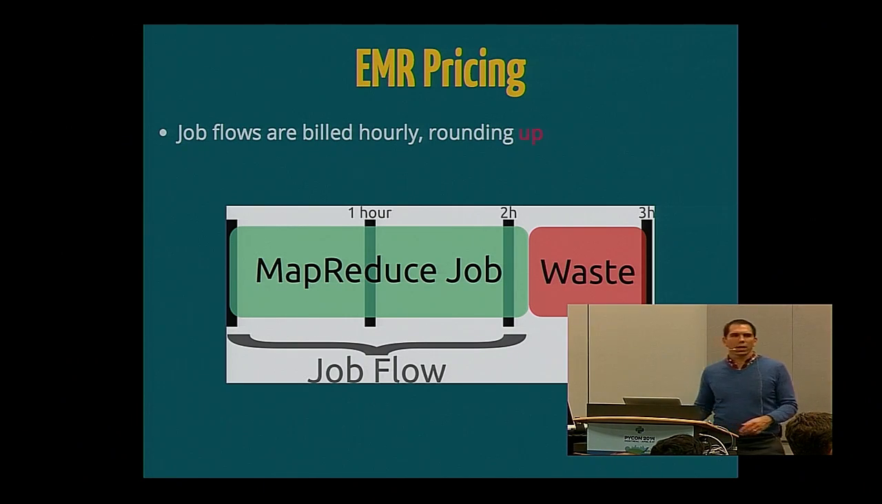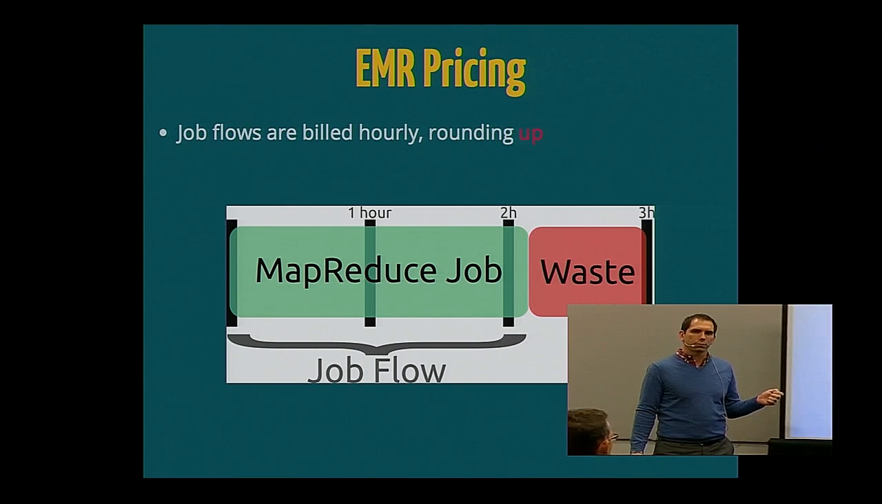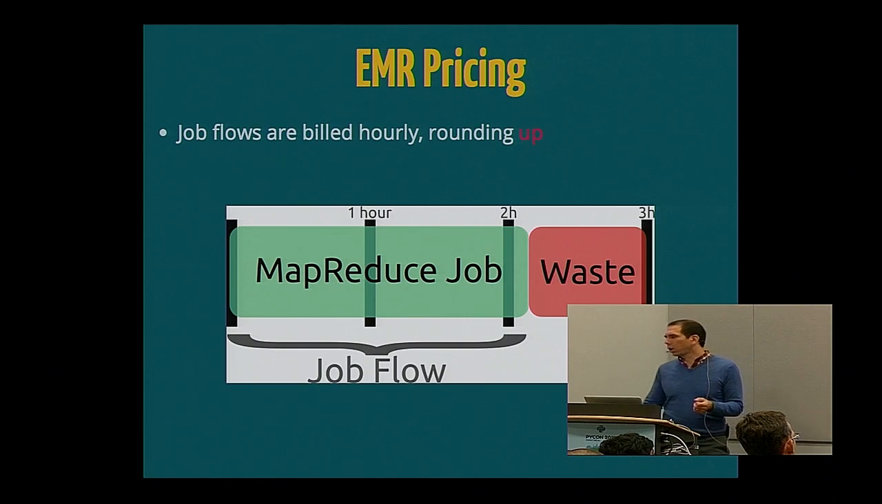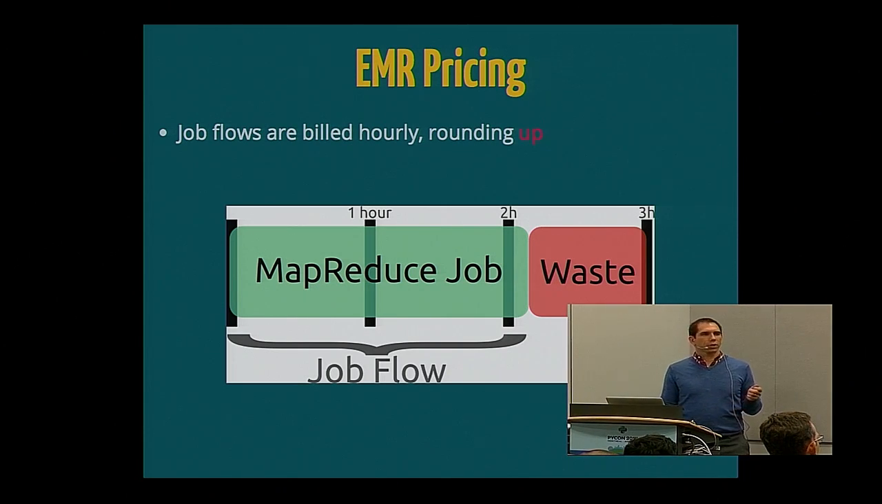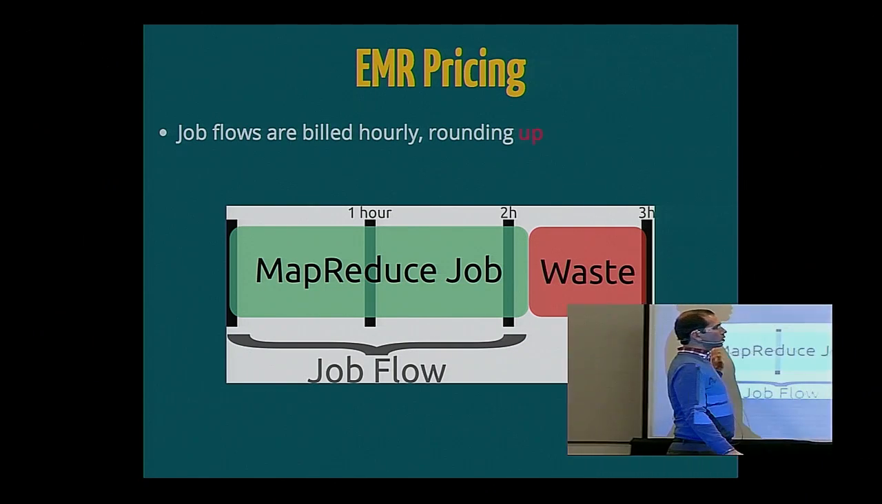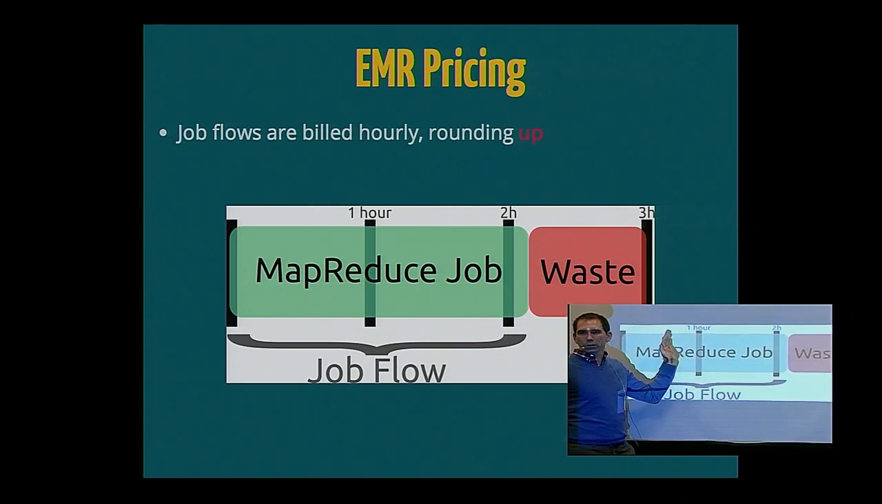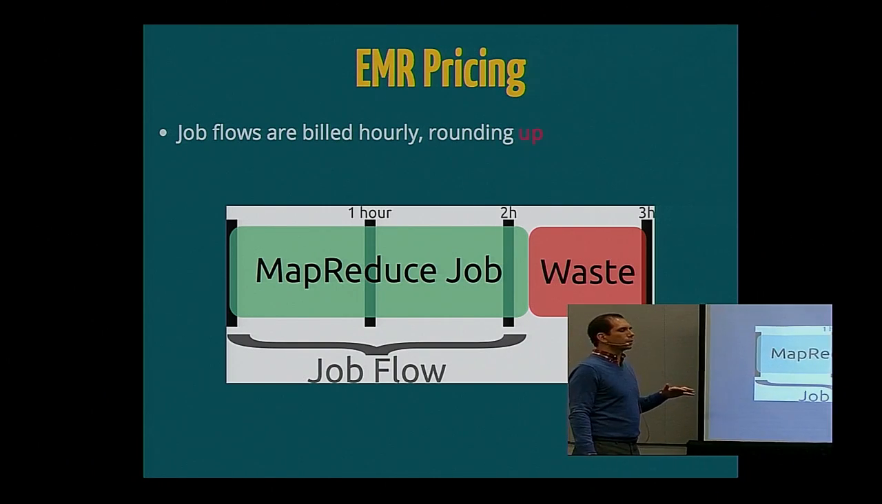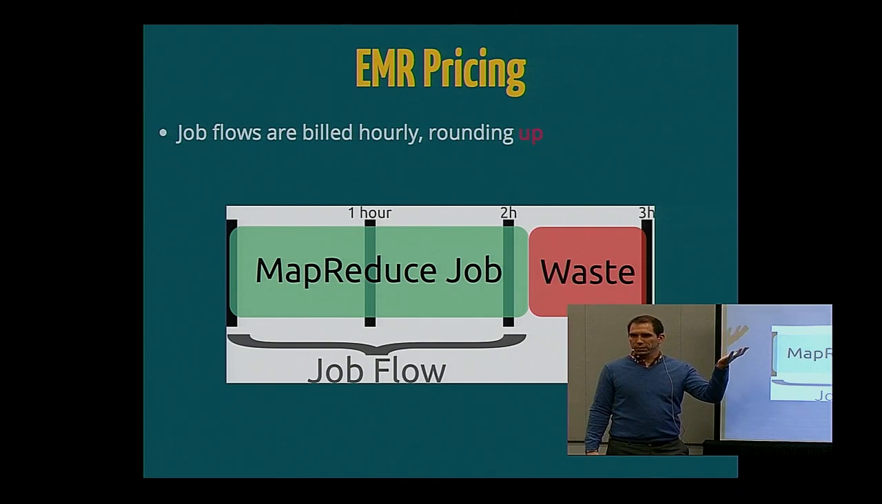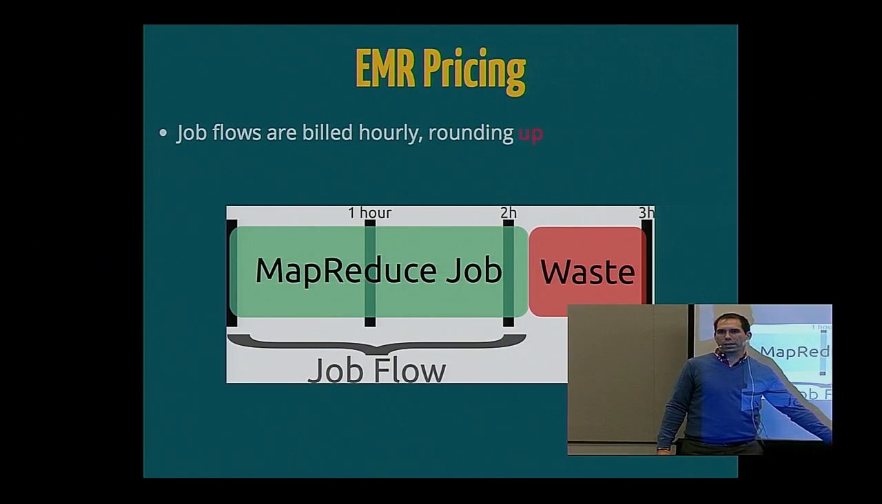We also do this job flow pooling, or sharing of job flows, and I want to talk a little bit about why that happens. The way that EMR pricing works is it charges you per node per hour and rounds up, right? So if you use 2 hours and 10 minutes, then it's going to charge you for the full 3 hours. And by default, what MapReduce will do is bring up a job flow cluster, run your MapReduce job, and then shut it down.